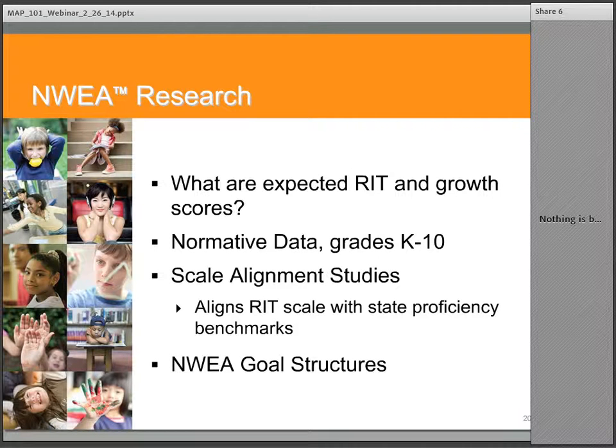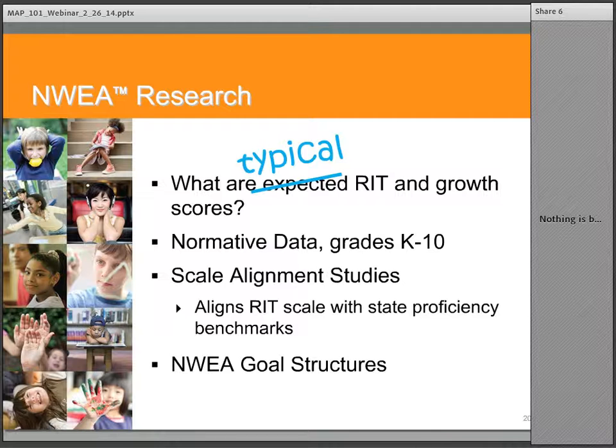These questions that we have right here are what are expected RIT and growth scores. That's what the normative is. Those are kind of what's expected to happen. But remember, we're only talking about typical growth. Nothing is expected. It is always typical.